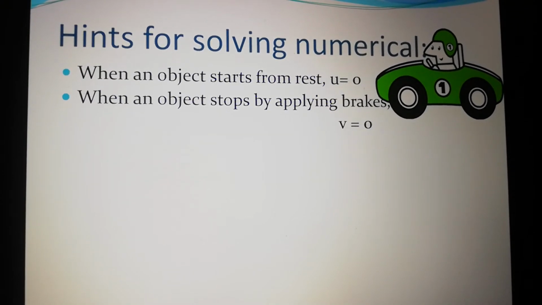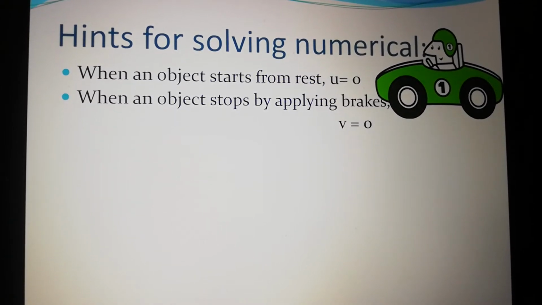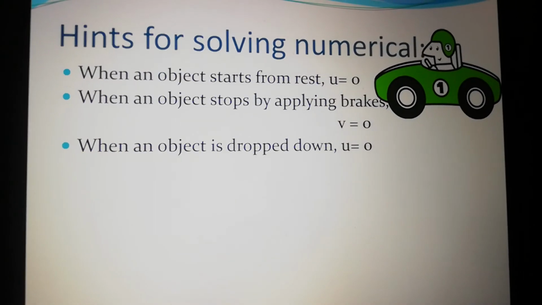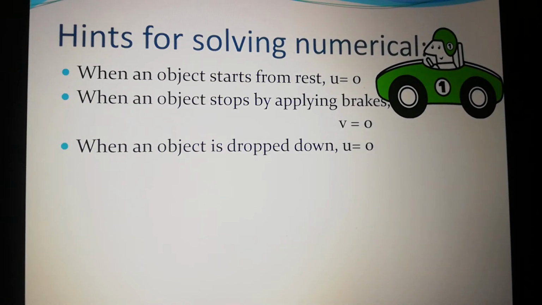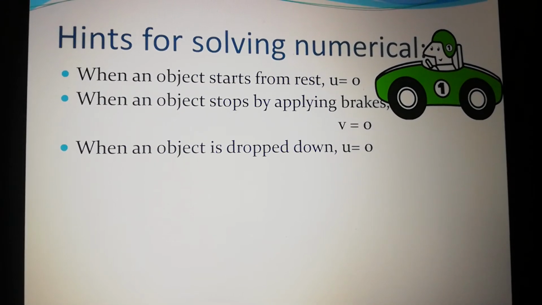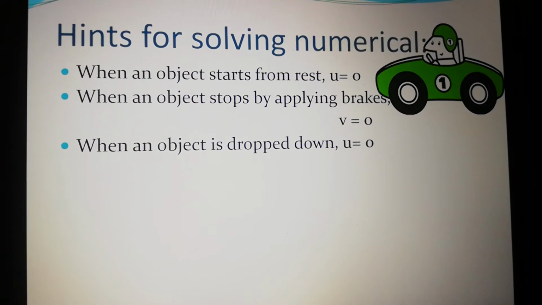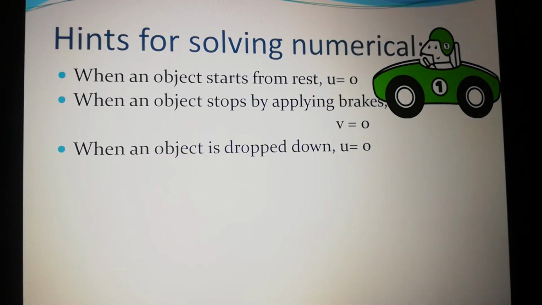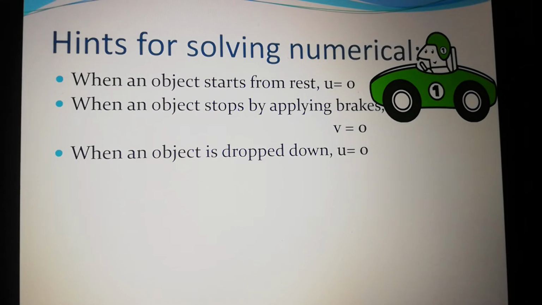So when in any numerical it says an object stops, or a car or a bus applies brakes and stops, then you have to assume that final velocity v is 0. So this is how you have to go with this. These first two hints are for linear motion, that is horizontal motion on a road. Now what happens for vertical motion, like an object thrown up or thrown down, which velocity will be 0 and when, that we are now going to see.